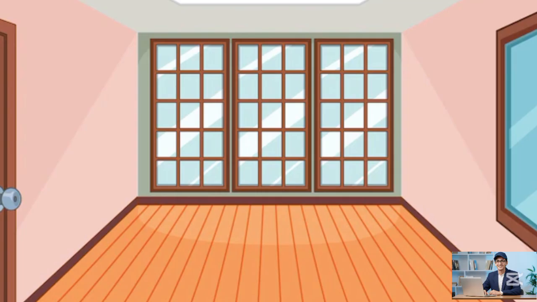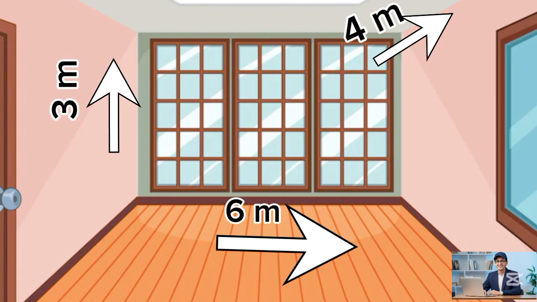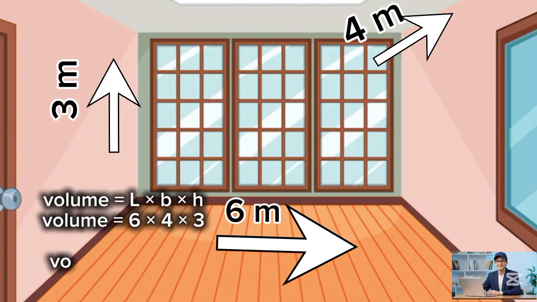Example 2. A room has length 6 meters, width 4 meters, and height 3 meters. Volume equals 6 multiply 4 and multiply by 3. And the answer will be 72 cubic meters.